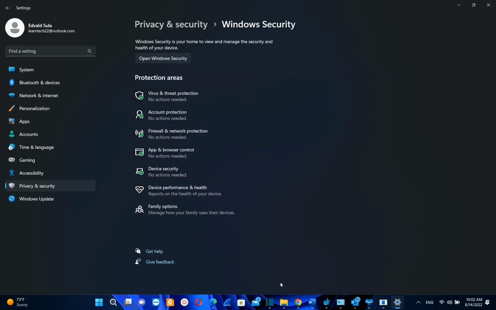So those are the main reasons why users are not installing Windows 11 on their PCs.